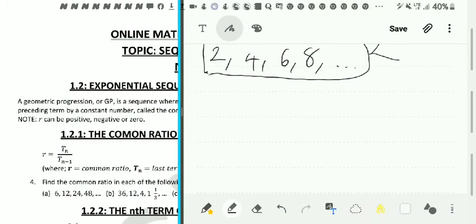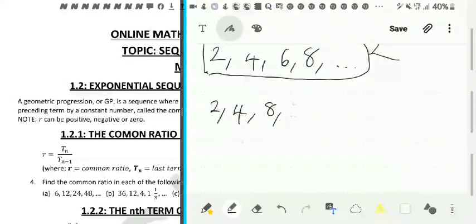If we have a sequence of numbers like 2, 4, 8, 16, 32, and so on, this sequence follows a geometric progression because each next term can be gotten by multiplying by a constant number, which is 2. 2 times 2 is 4. 4 times 2 is 8. 8 times 2 is 16. 16 times 2 is 32.